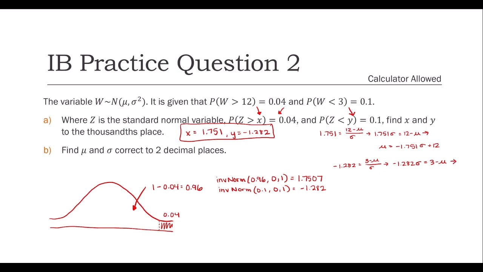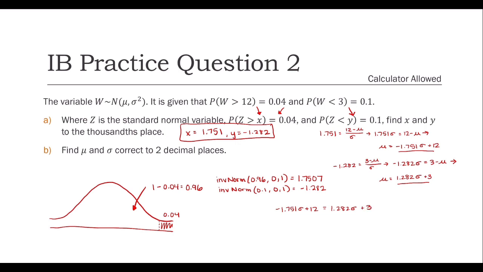For our other equation, we have negative 1.282 as our z-score, and that equals 3 minus mu over the standard deviation. So negative 1.282 times the standard deviation equals 3 minus mu. And we could solve for mu here as well and get that mu equals 1.282 times the standard deviation plus 3. So now that we know what mu equals for both of them, we can set those things equal to each other.